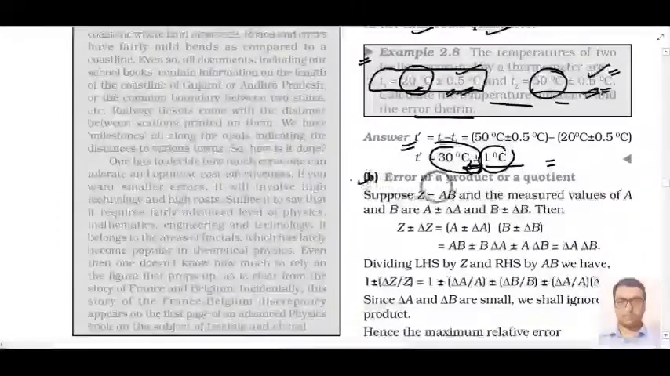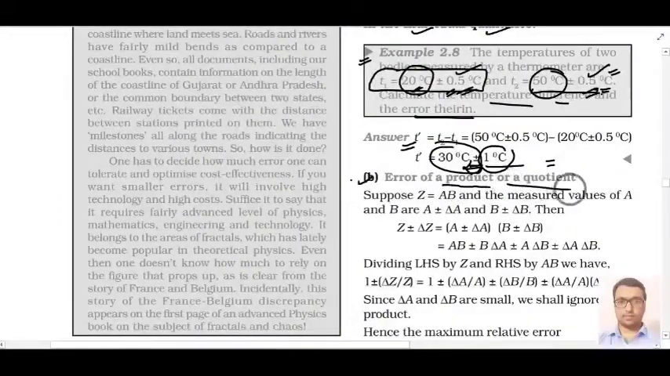Then we have to find the error of a product or a quotient. Suppose you have Z equal to AB. Then in multiplication we can say that Z plus minus delta Z will be equal to the first quantity, that is A plus minus delta A, multiplied by the second quantity B plus minus delta B.